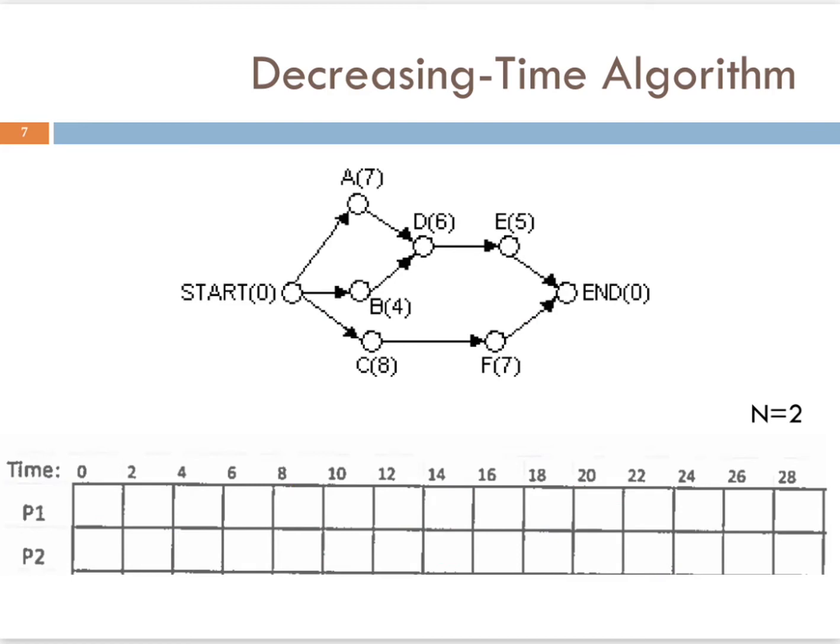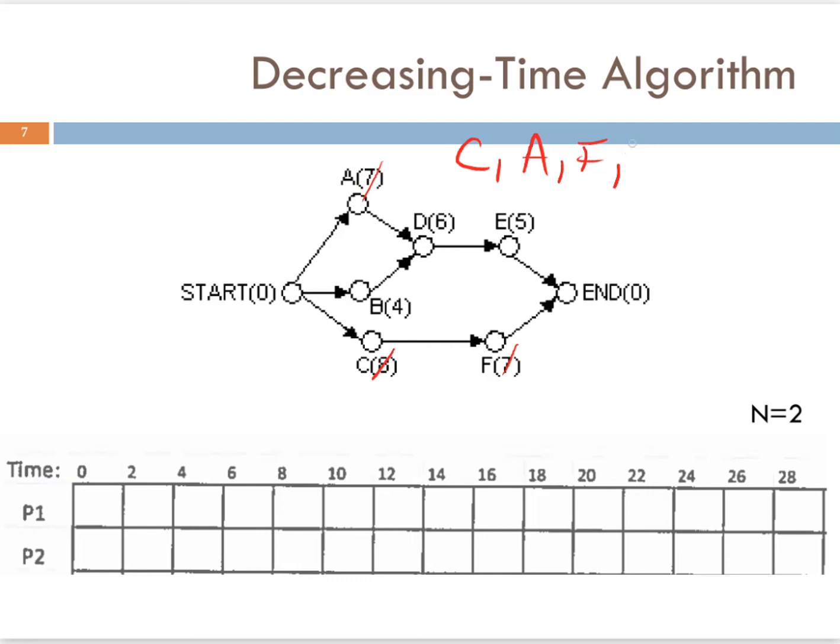All right, now lastly, we're going to do this other, which is very similar. This next decreasing time algorithm, we're going to create our decreasing time priority list by looking at the biggest number. So our biggest number is C. Then we have the next biggest number is 7. So we're going to have A or F.